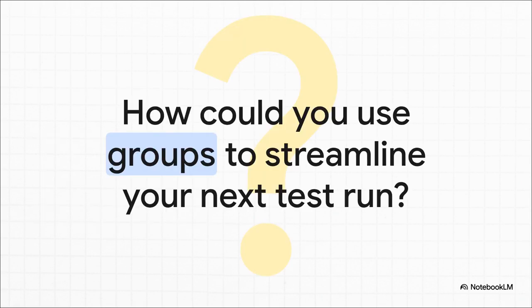So here's my question for you. How could you use groups to streamline your next test run? Think about your own projects for a second. What kind of logical categories do you already have? Could you group things by critical path, or new features, or maybe even just API tests versus UI tests? Getting a handle on these concepts is a massive step towards mastering your automation. It gives you that precision and control right when you need it most.